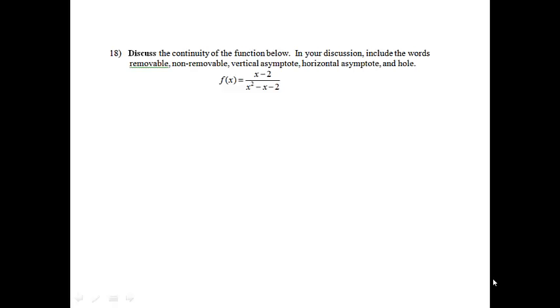Problem 18. Discuss the continuity of the function below. In your discussion, include the words removable, non-removable, vertical asymptote, horizontal asymptote, and hole. The first thing that I'm going to concentrate on are those vertical asymptotes and holes.